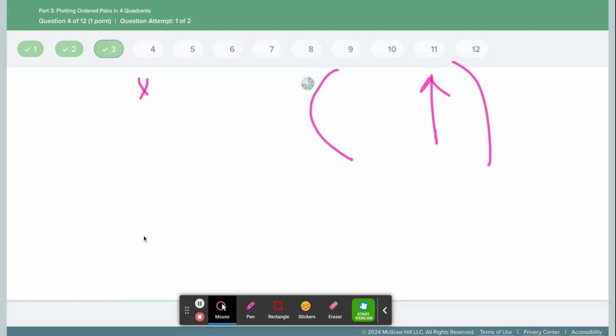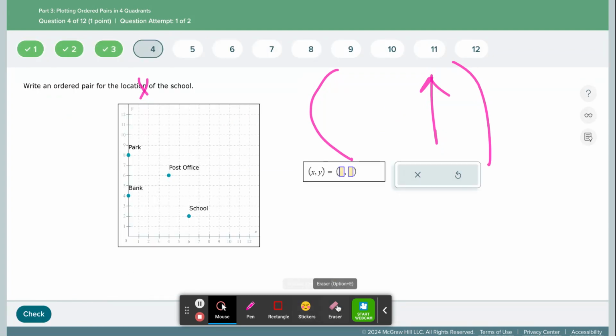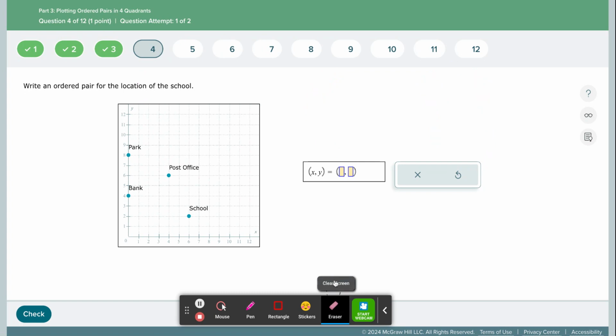Moving right along. Okay, this is kind of a different set of directions. Write an ordered pair for the location of the school. It's kind of working backwards here. So I'm going to find my school, right? And I'm going to go first. I know I have to go left and right. I have to walk, right? And then I get to climb.